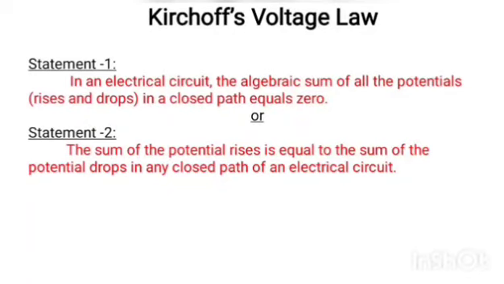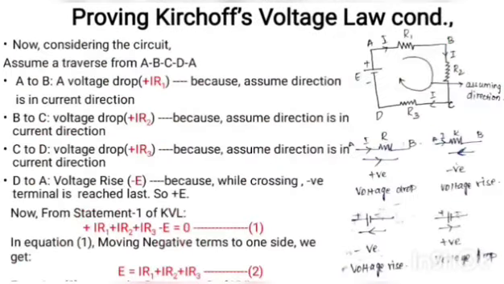See, the statement is that the sum of the potential rises is equal to the sum of the potential drops in any closed circuit. Here this equation 2 proves it: the sum of the voltage rises, that is E, is equal to the sum of the voltage drops across the resistors, that is IR1, IR2, IR3. So both the equations are the same. Both the statements are the same.